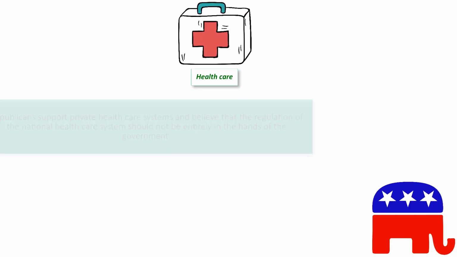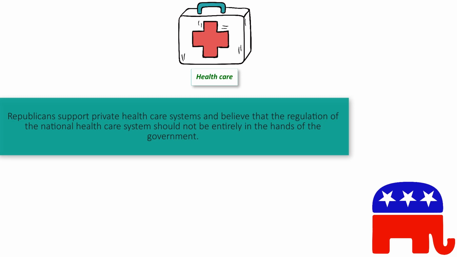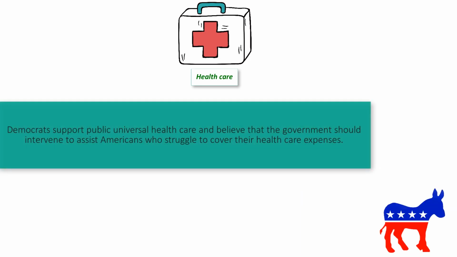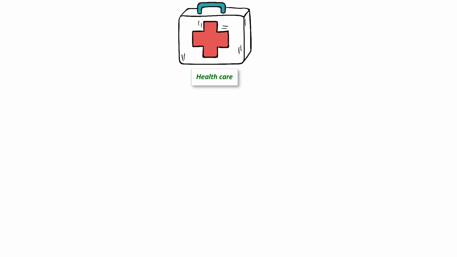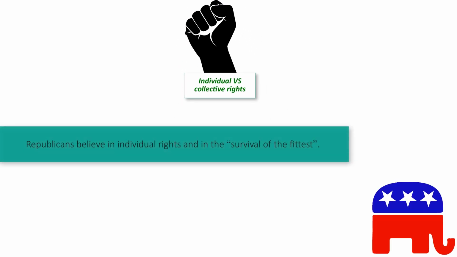Health care. Republicans support private health care systems and believe that the regulation of the national health care system should not be entirely in the hands of the government. Democrats support public universal health care and believe that the government should intervene to assist Americans who struggle to cover their health care expenses. Individual versus collective rights.